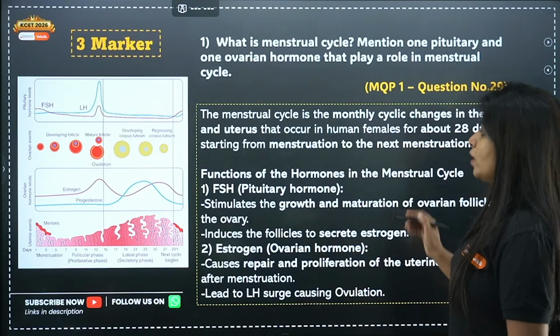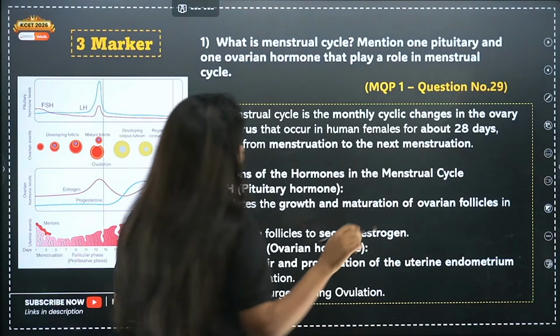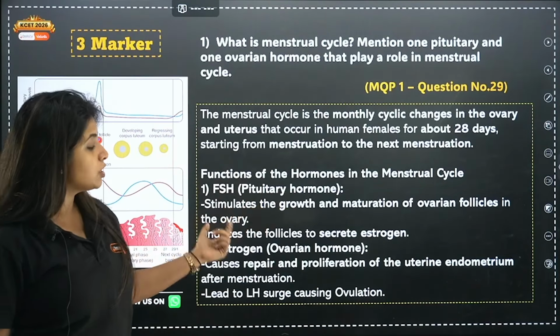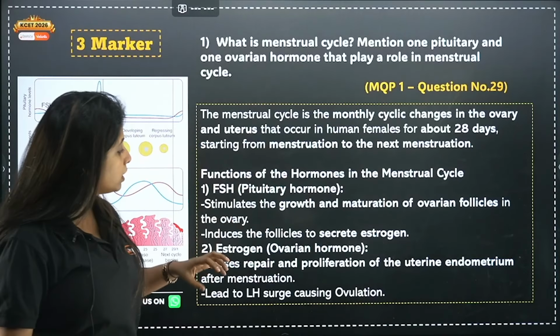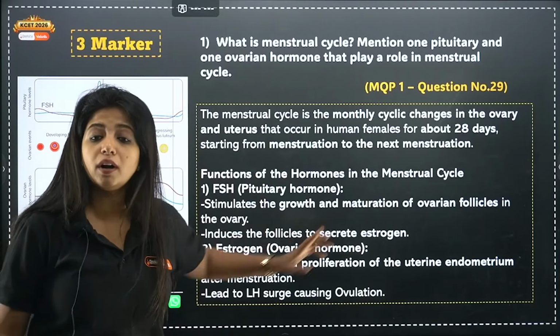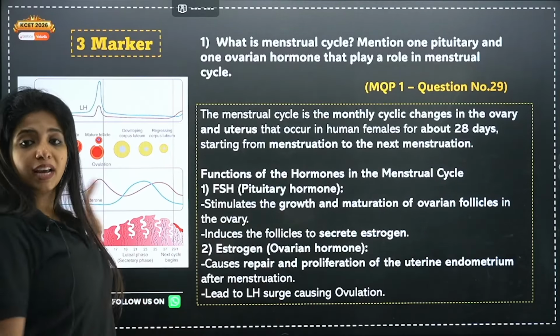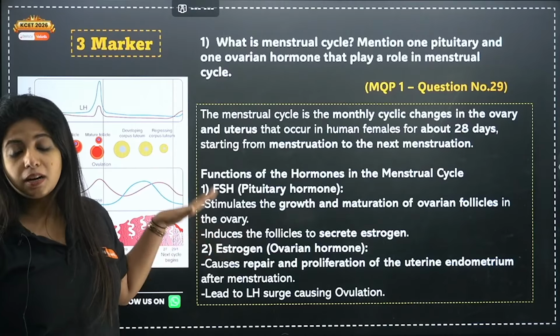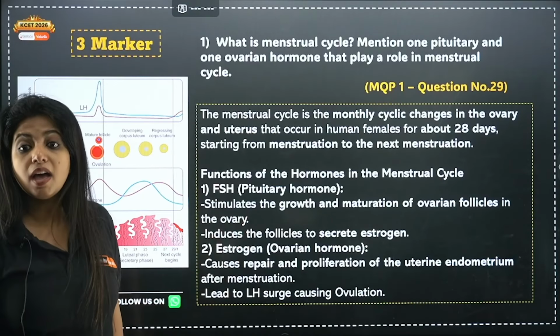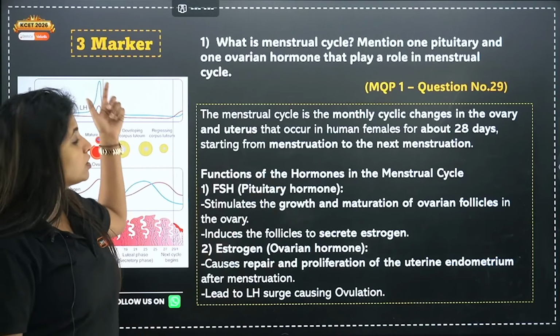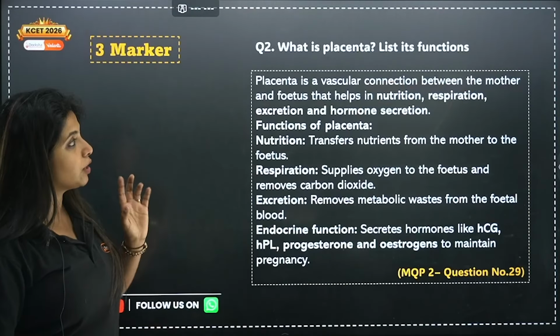Now the question is, what are the functions of the hormones in the menstrual cycle? FSH is a pituitary hormone. It stimulates the growth and maturation of ovarian follicles and also induces the follicles to release what? Estrogen. Estrogen, what does it do? It basically repairs and proliferates the uterine endometrium and also leads to the LH surge, causing what? Ovulation. These are the important things that you have to keep in mind.